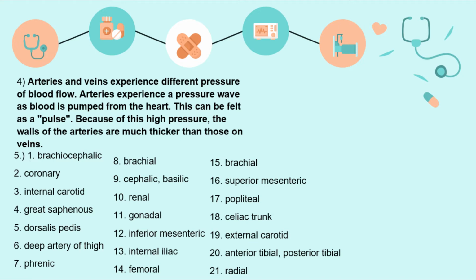7, arteries supplying the diaphragm. Answer: phrenic. 8, formed by the union of the radial and ulnar veins. Answer: brachial. 9, two superficial veins of the arm. Answer: cephalic and basilic. 10, artery serving the kidney. Answer: renal.